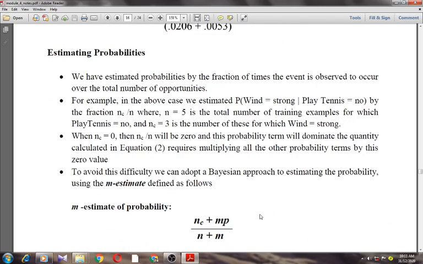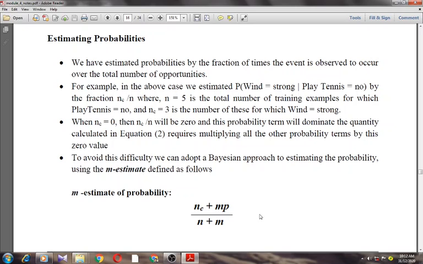Next is estimating probabilities. Up to this point, we have estimated the probabilities by the fraction of times the event is observed to occur over the total number of opportunities. For example, in the above case we have estimated P of wind equal to strong given PlayTennis equal to no by the fraction nc by n, where n equal to 5 is the total number of training examples for which PlayTennis is equal to no, and nc equal to 3 is the number of those for which wind equal to strong.